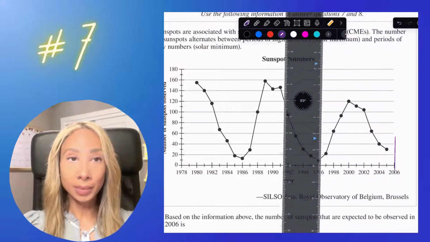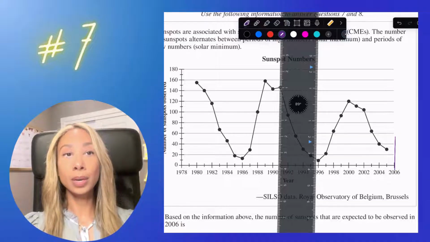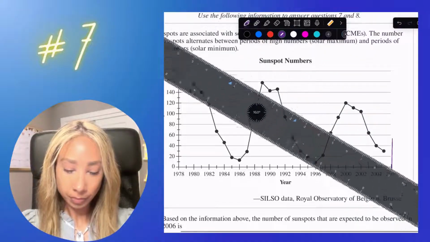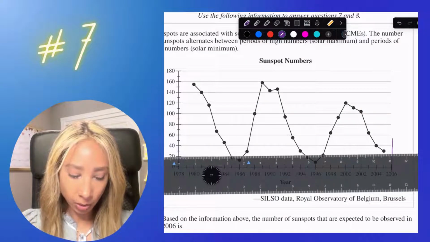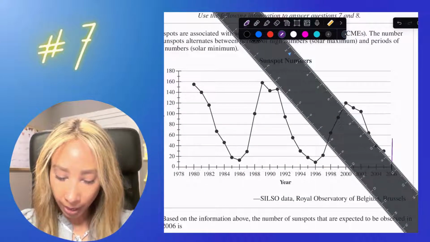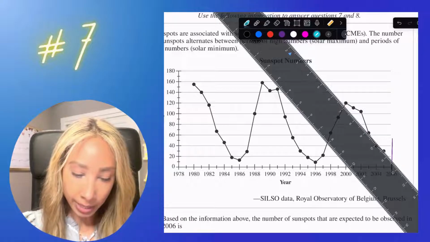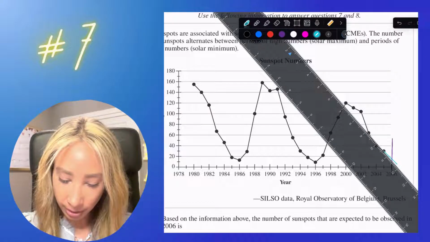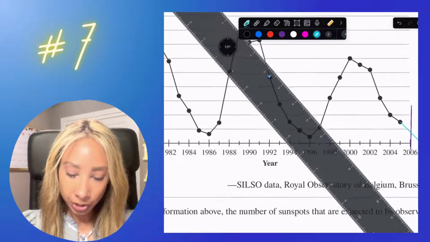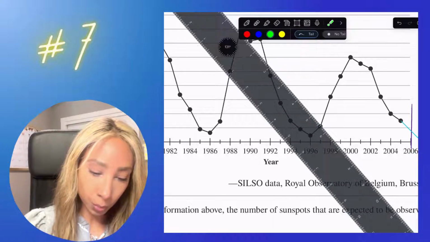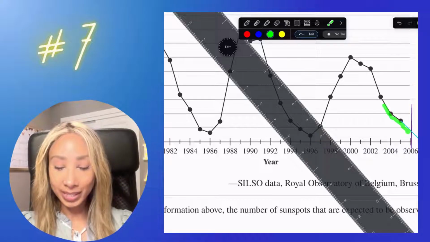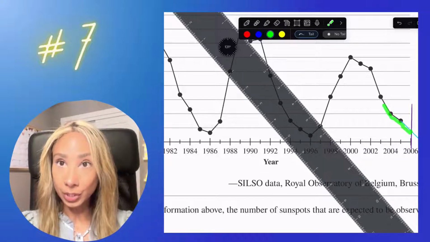The second thing I'm going to do is say, well, we want to know the number of sunspots that are expected to be observed there. So for that, I'm going to find, as close as I can, where those lines would fit. Looking at my graph, I'm going to do my best and make a little bit of a prediction to say, where do we expect that line to be based on the current trend? We know our prediction is going down at this part. It probably will go up again, but for now it's going down. And I'm going to stop it where it hits 2006.